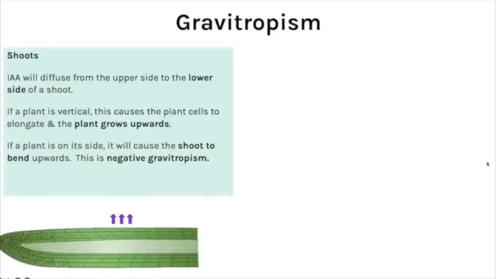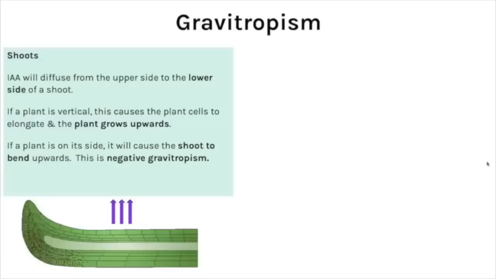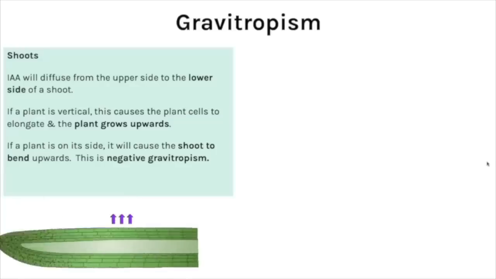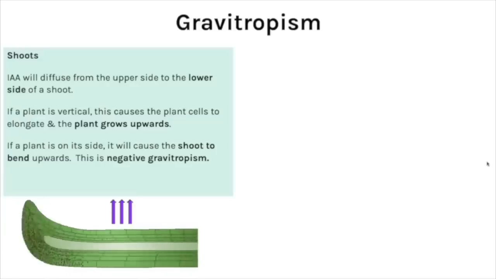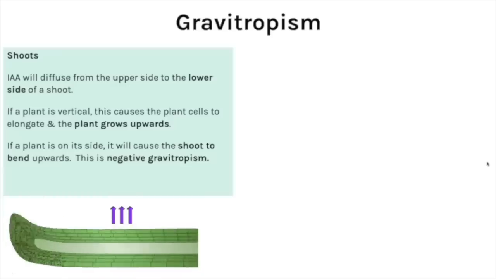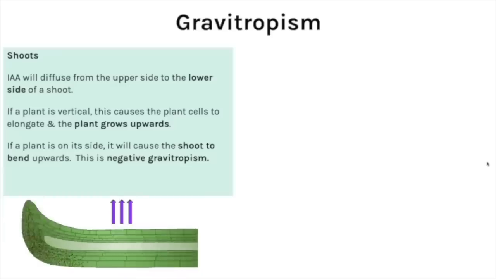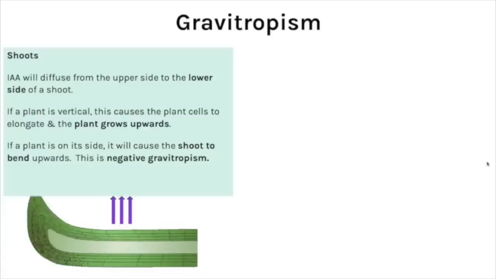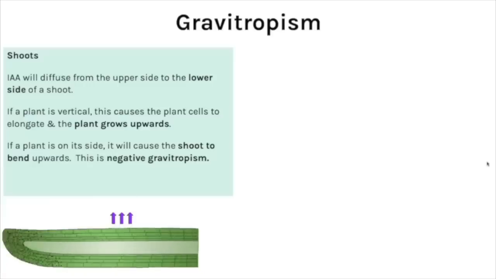Gravitropism is the term given for the responses to gravity. And in the shoots, the IAA will diffuse from the upper side to the lower side of a shoot. So it's diffusing down towards gravity. And if a plant shoot was vertical, then that would mean the IAA would be diffusing down, causing the lower cells to elongate, and the plant would be growing upwards.